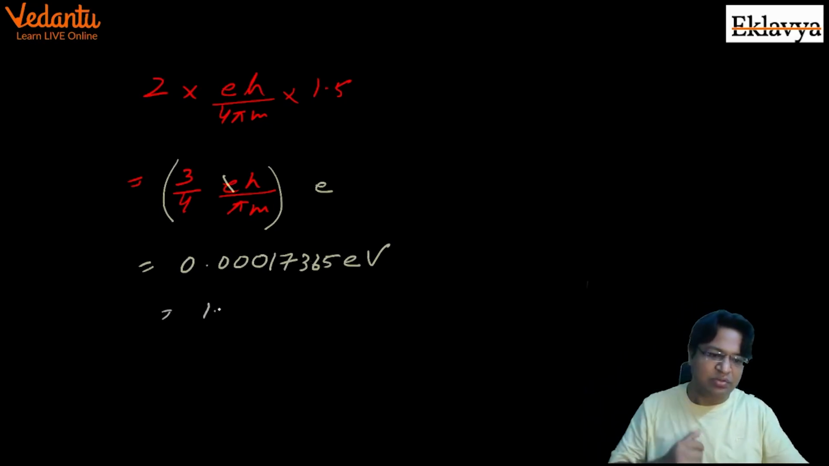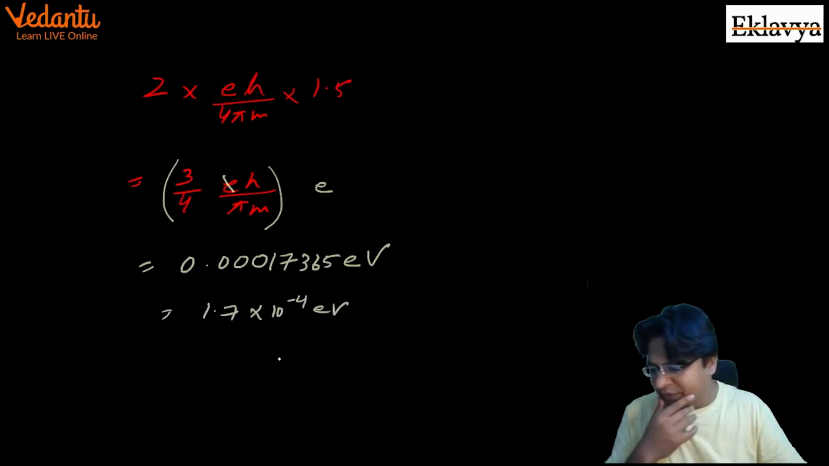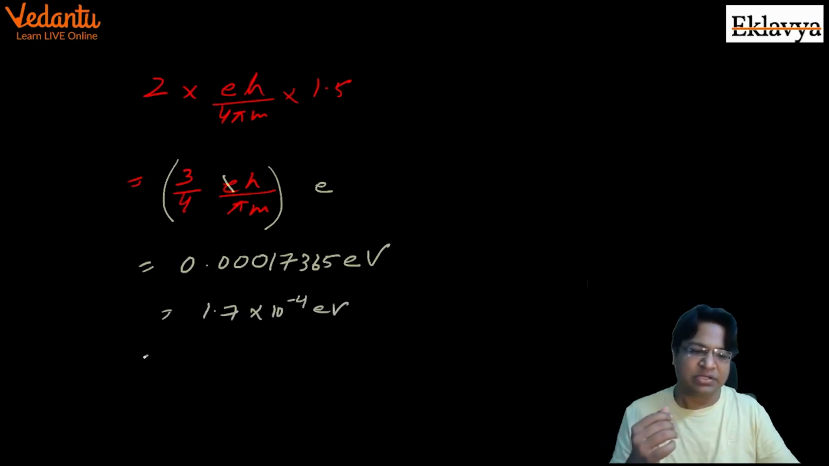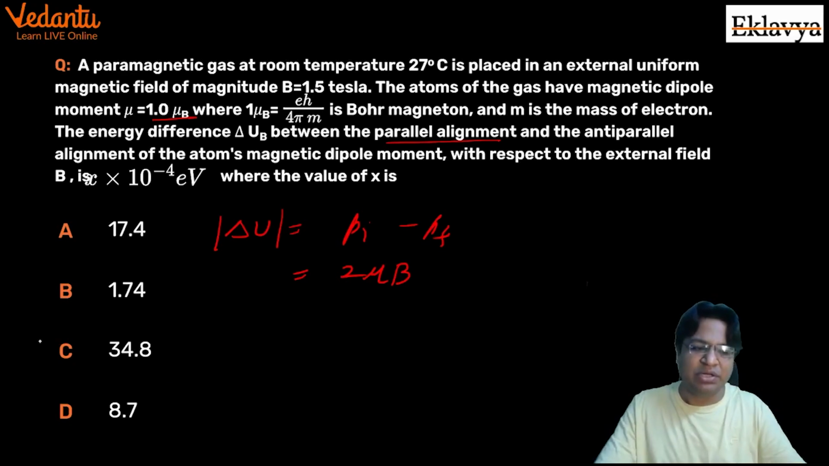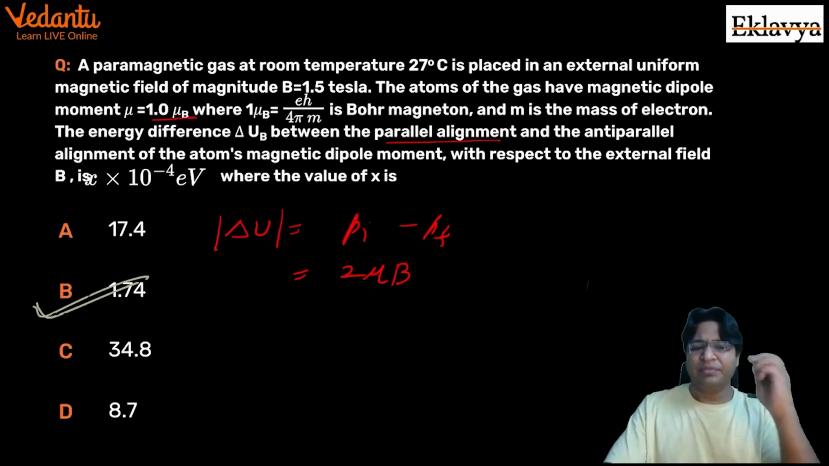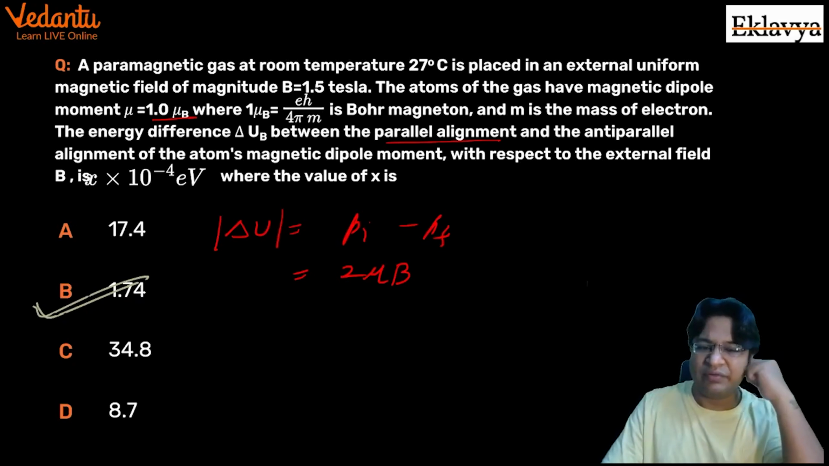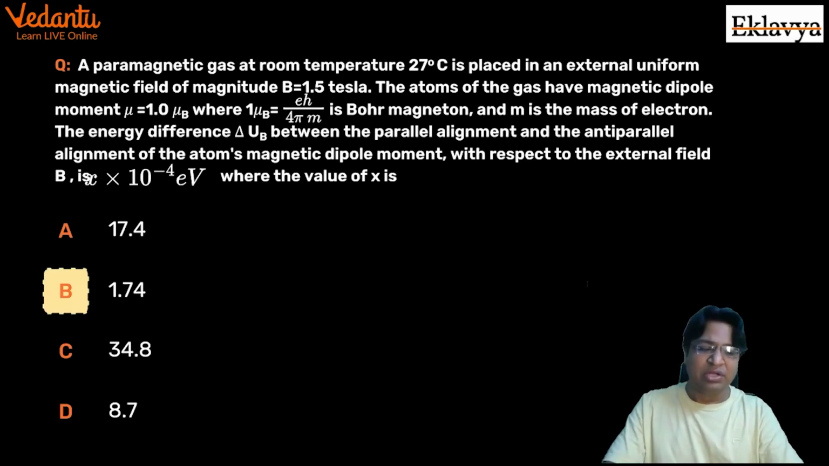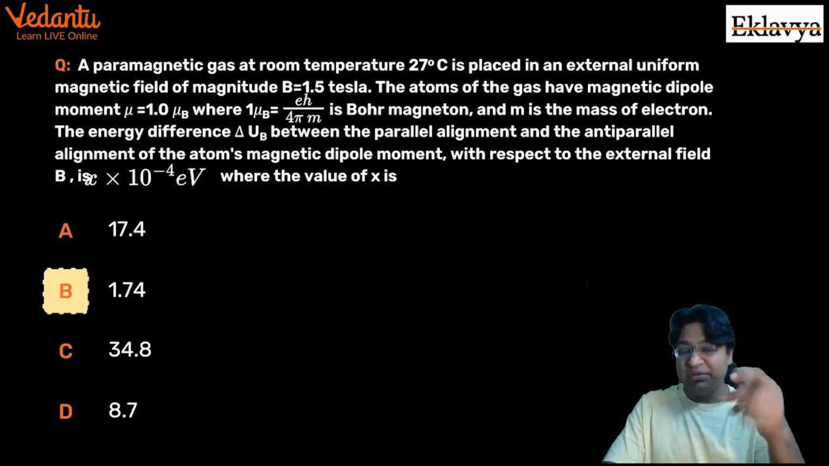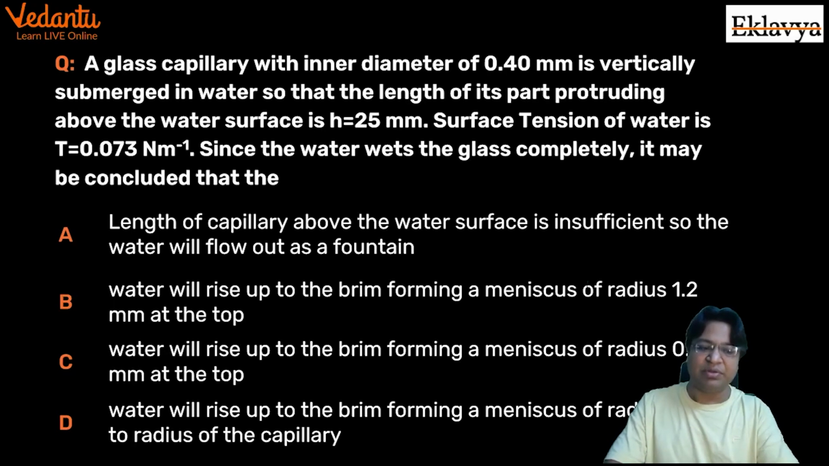So this turns out to be 1.7 into 10 raised to power minus 4 electron volt. And if we compare it with the given expression, we discover that x will be equal to 1.7, which is actually one of the given options as well. So option B would be the right one. All right, I would say definitely a good question for JEE Main level and JEE Advanced level also. You can find such questions in the JEE Main paper and the JEE Advanced paper also.